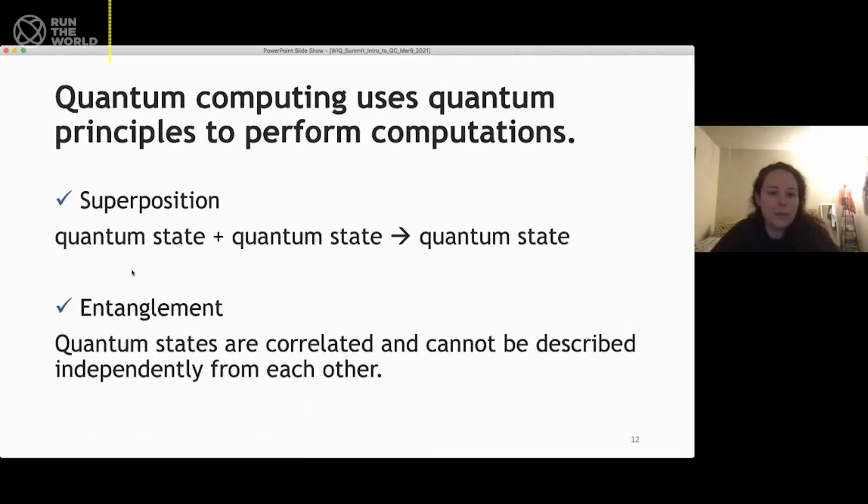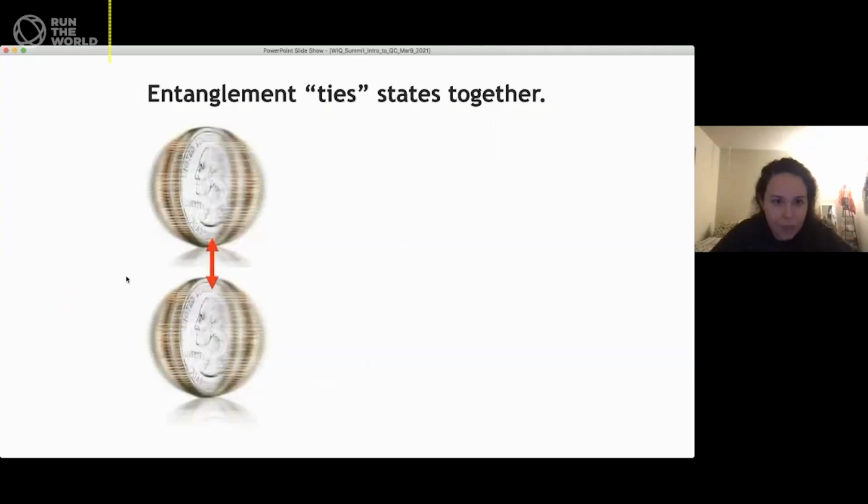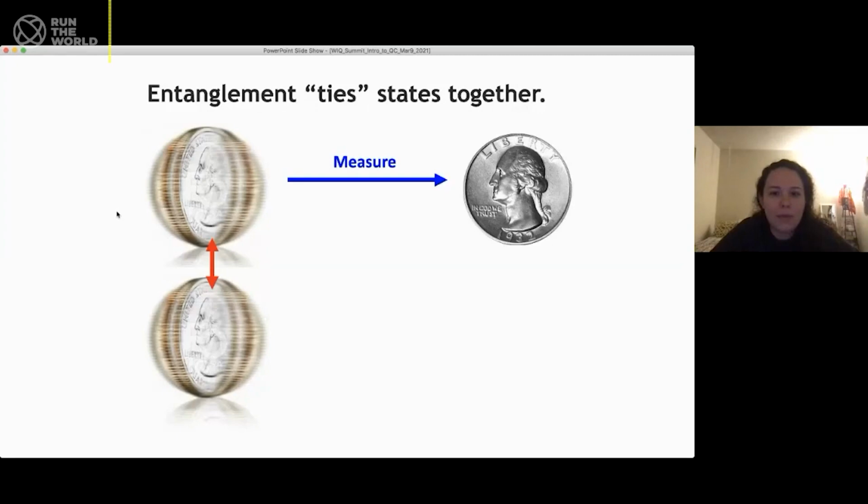The next quantum principle we need to understand in order to understand computation is entanglement. You can think of entanglement as the idea that the quantum states are correlated to each other, so they can't be described independently. Basically, the state of one quantum state depends on the other. In our quarter example, you can think about these two quarters as two qubits. So we have these two spinning qubits. And if we measure one of them and the outcome turns out to be heads, we automatically know the state of the other.